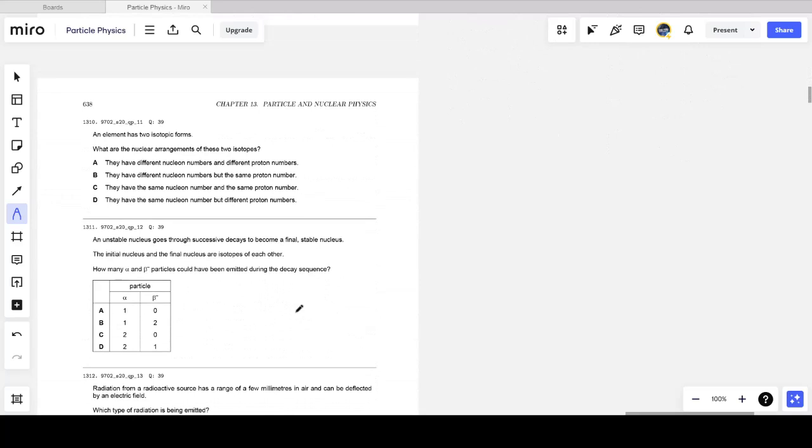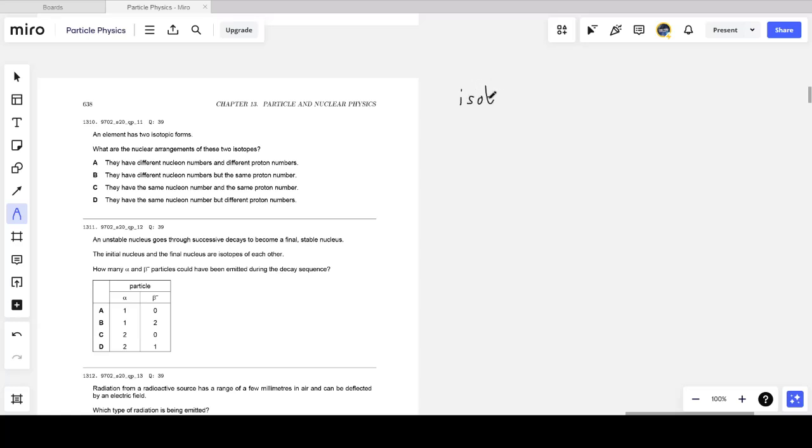Okay, the next question is 1310. That comes from the summer 2020 exam. That's May-June 2020. It's from question paper 1, variant 1, and it's question 39 from the paper. We're told that an element has two isotopic forms, and we want to know what the nuclear arrangements of these two isotopes are. So we basically need to recall what an isotope is.